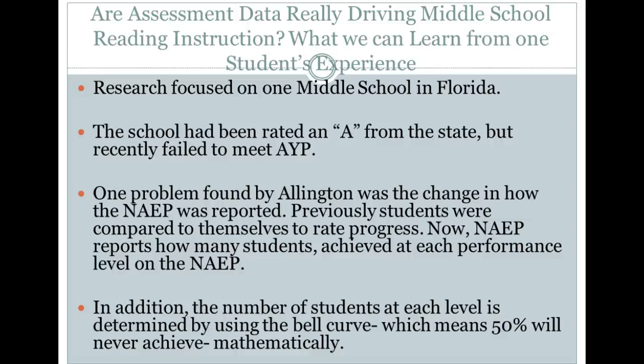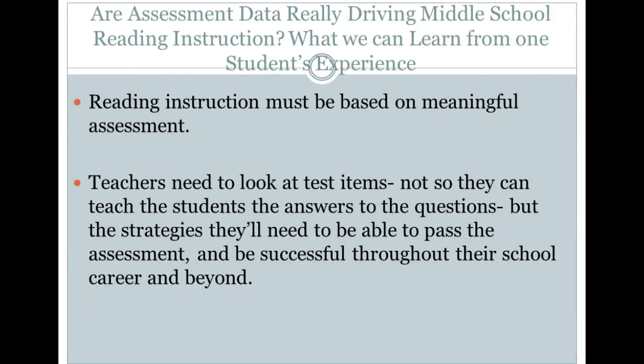So with a norm reference test, the bell curve comes into play. If 50% and above is proficient, there will always be someone who is below that 50% cutoff and is not proficient. So that is a hindrance of a norm reference test there. Criterion reference would definitely be better.